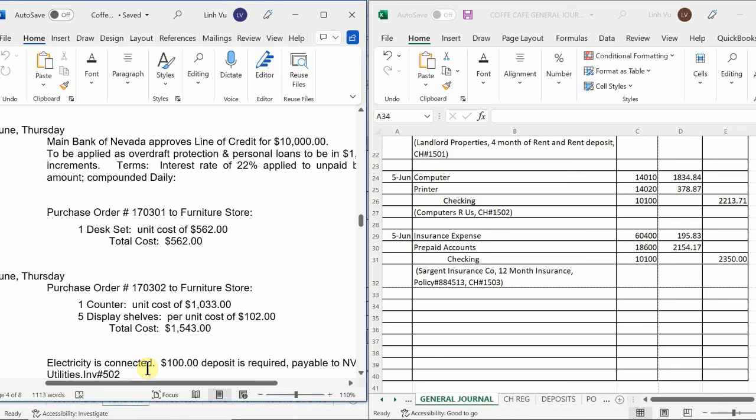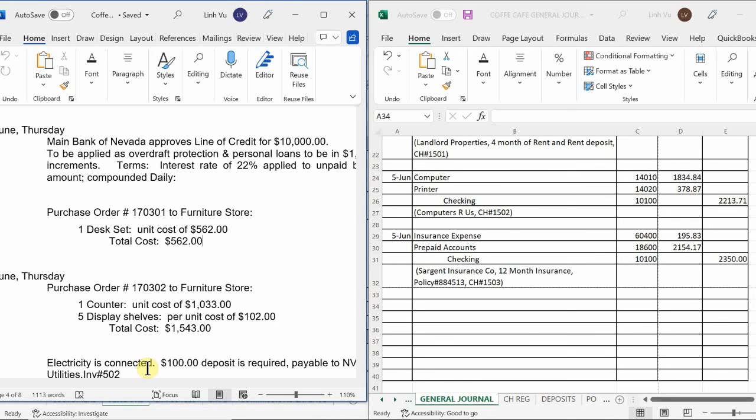Maybe I bought the desk because I needed it, so then I can record the books, right? In this case, Bob decides to say, hey, we need to buy a counter and we need to buy some display shelves, so then we can set up the shop. So he decides to order this, right? And we are ordering from the same store.